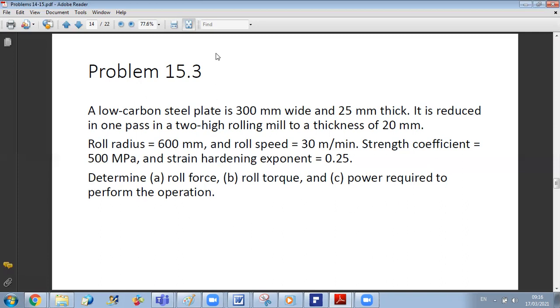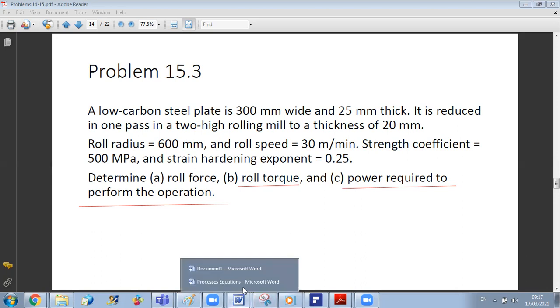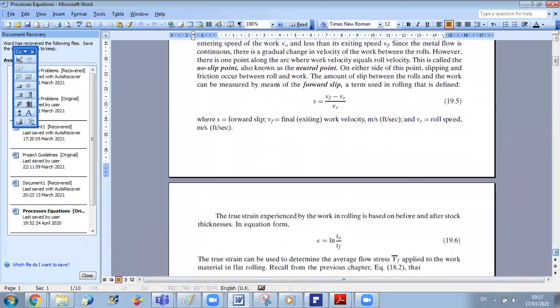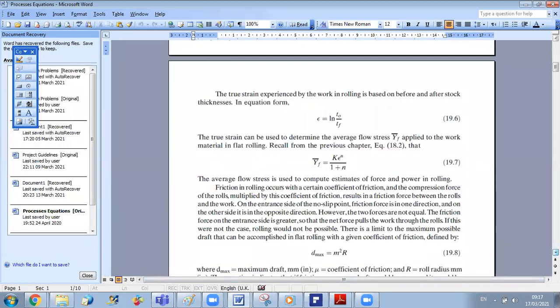Please, when they say power required to perform the operation, you should take into consideration the two rolls. When they say just roll torque, it's the torque per roll, okay? Now, to remember the formulas together, here we are in the second section of equations, which allowed us to calculate the forces and the moment and power.